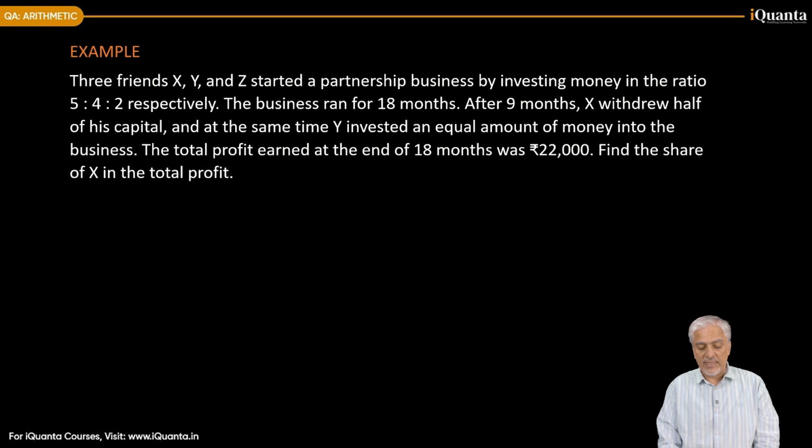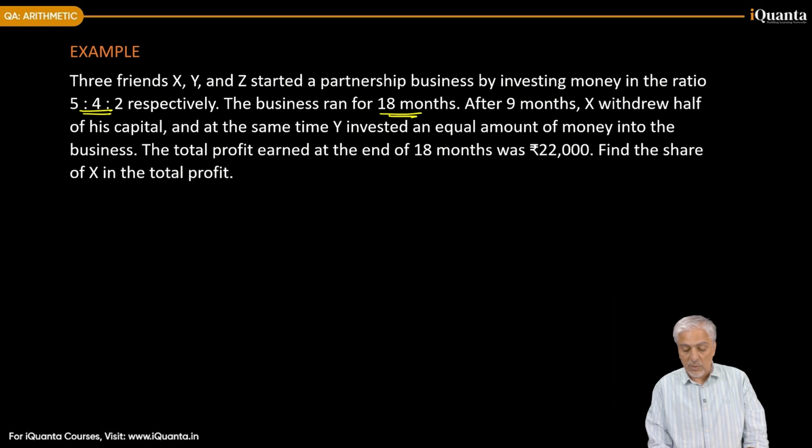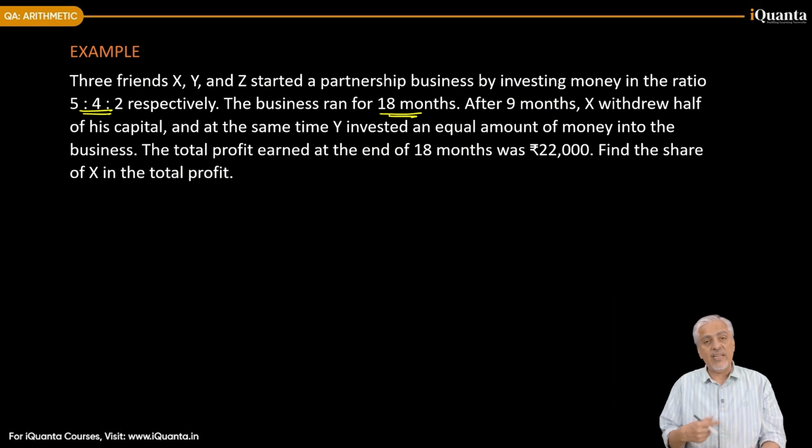3 friends X, Y, Z started a partnership business by investing money in the ratio 5:4:2. The business ran for a total of 18 months. After 9 months, X withdrew half of his capital. So from 5, he withdrew half. And at the same time, Y invested an equal amount of money into the business. So whatever X withdrew, Y put into the business. This all happened after 9 months. And the total profit at the end of 18 months was 22,000. Find the share of X in the profit.